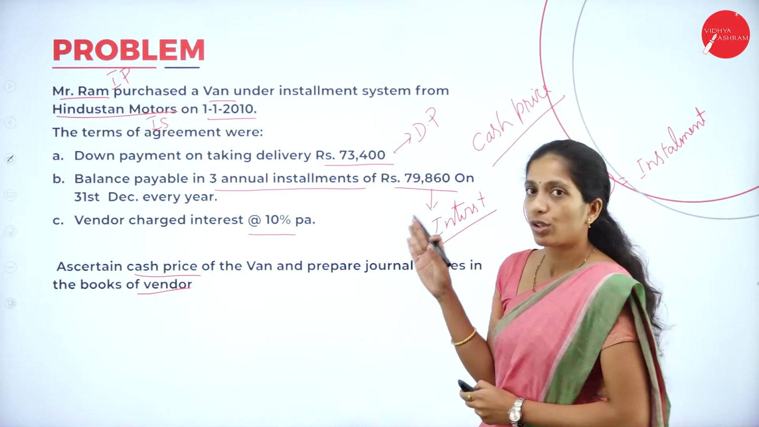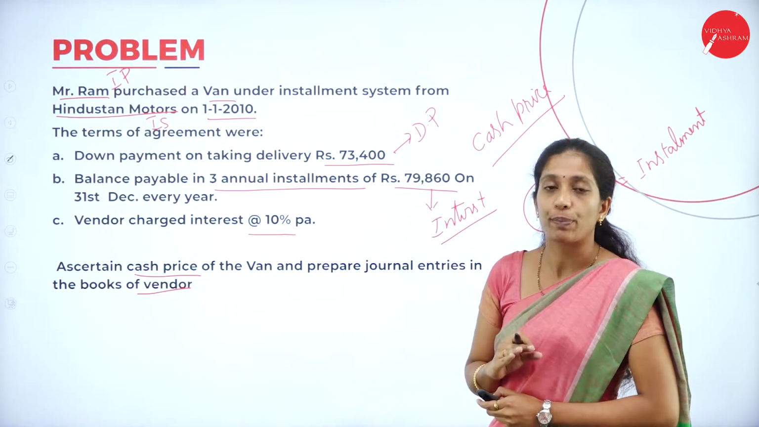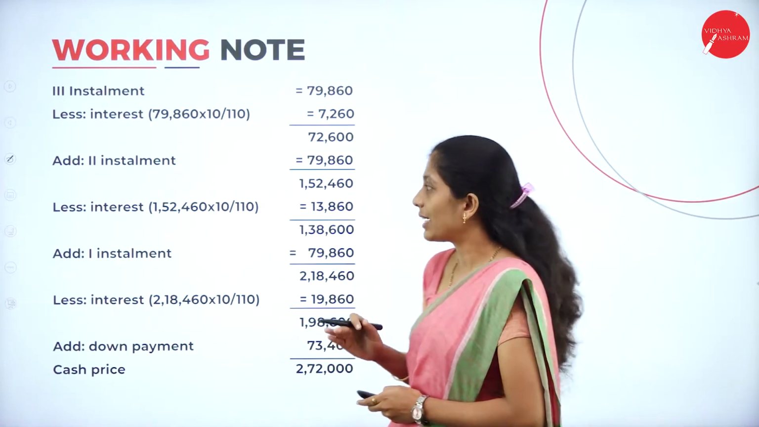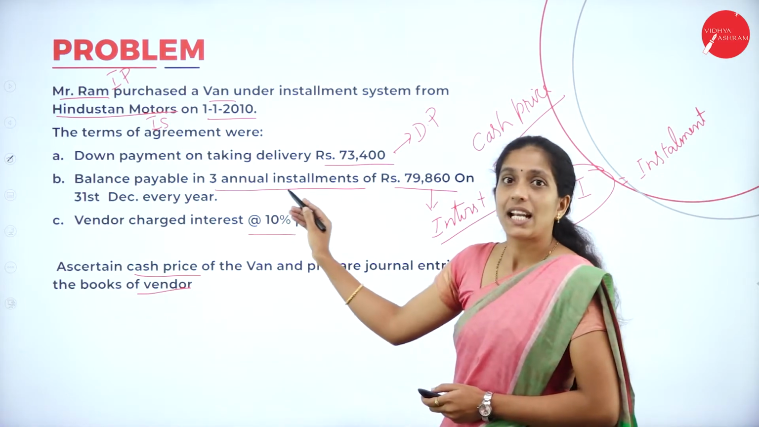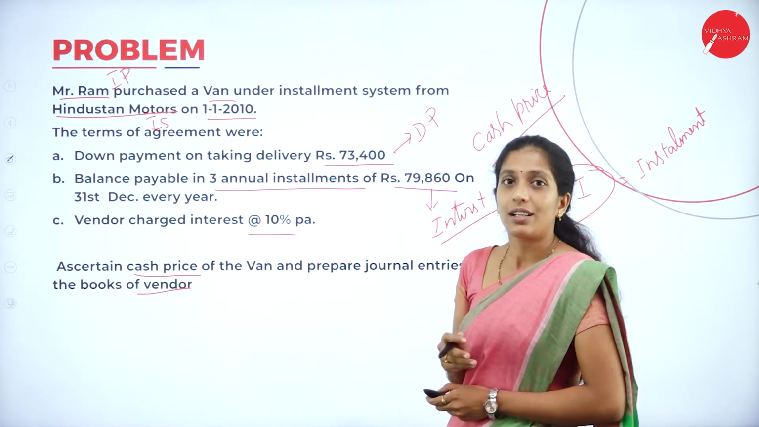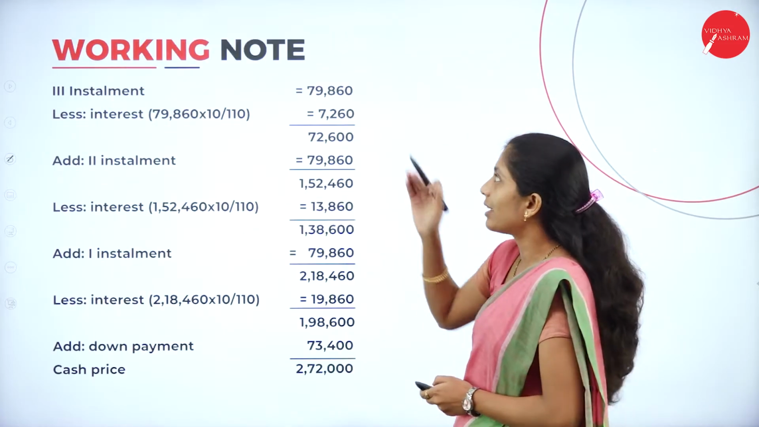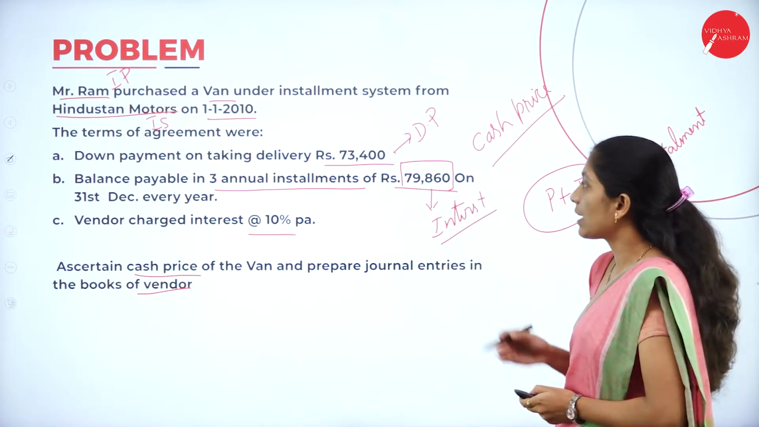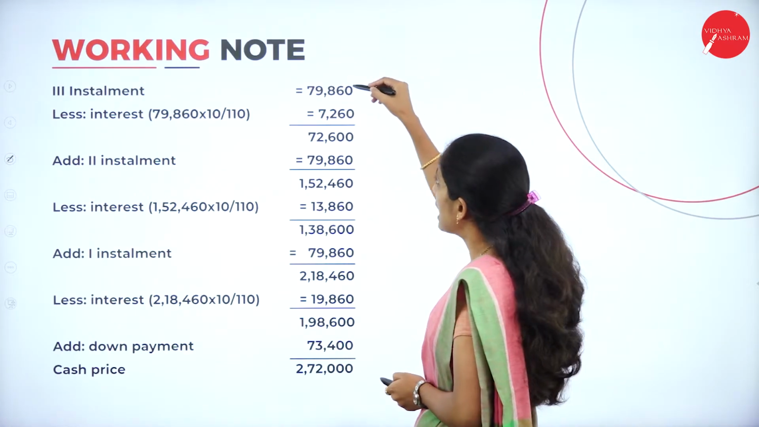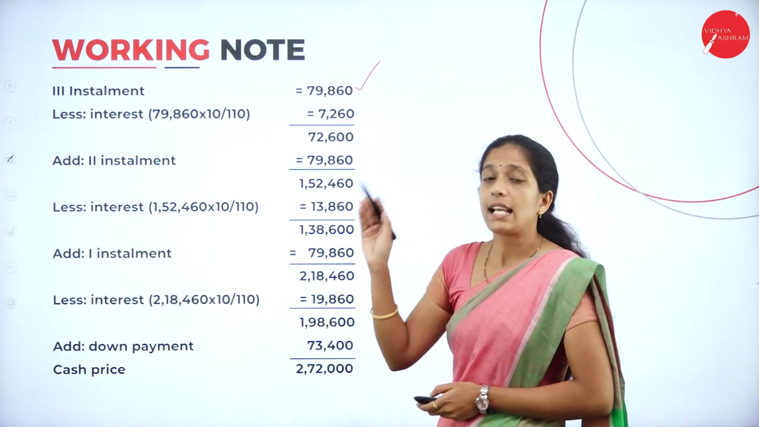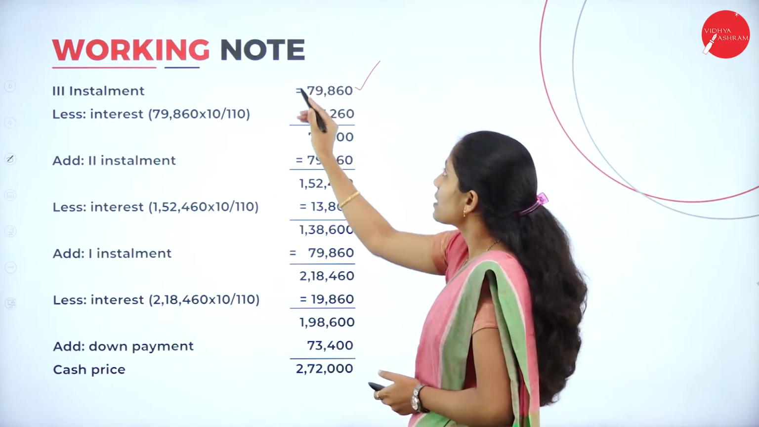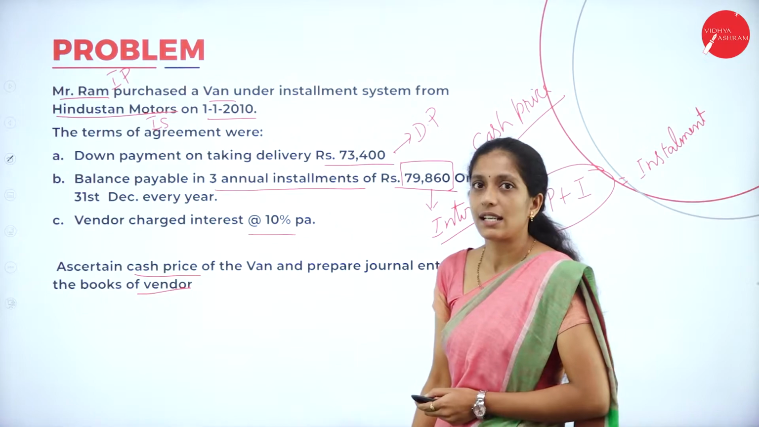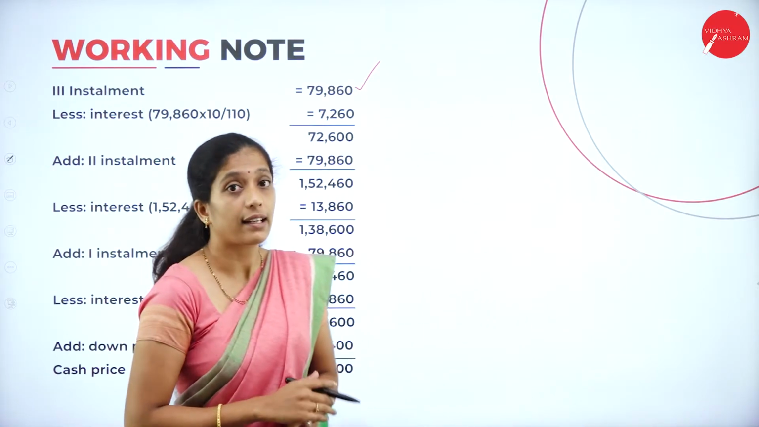Now we shall directly go through the entries. First we have to calculate the cash price of the asset. How to start? They have told us the payment will be made in 3 annual installments. So we start with the last installment, that is the third installment. How much amount has to be paid in each installment? That is 79,860. So third installment 79,860 less interest. This installment amount is inclusive of interest. So what is the percentage of interest? 10%. As I told you, what is the formula to calculate the installment?